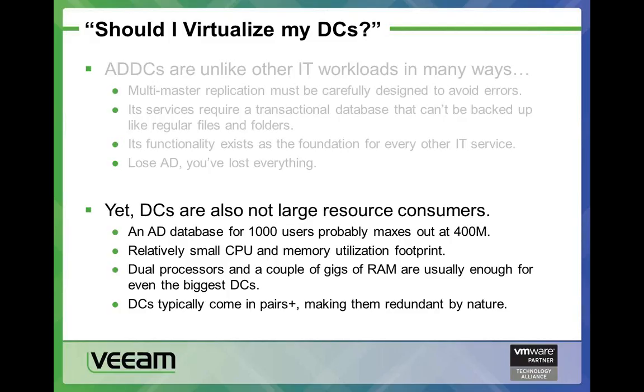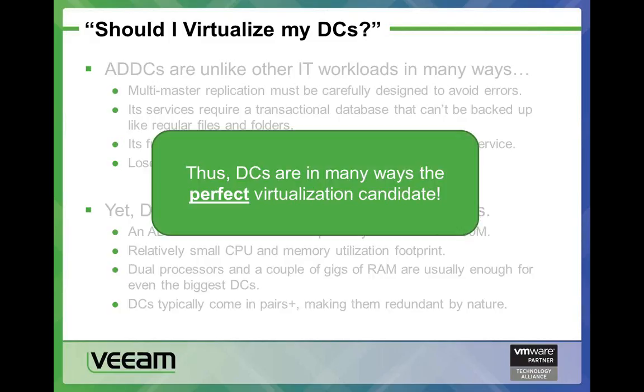The other kind of cool part about them is the fact that domain controllers, and hopefully all of you have this, tend to come in pairs or more than pairs. Having multiple instances of them makes them redundant by nature. So generally, if you make a big mistake with one, you've got other ones out there to pick up the slack. So arguably, domain controllers are in many ways the perfect virtualization candidate because of that low resource requirement, and also because of all the benefits that you can reap out of them.